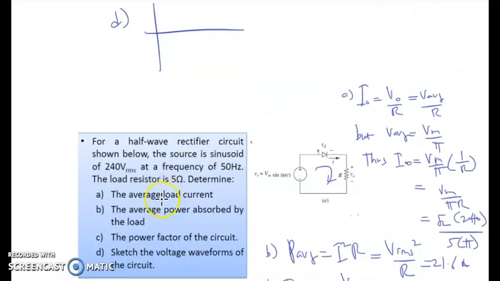Then you have to sketch the voltage waveform of the circuit. So you draw in time domain. So draw for the input voltage. In terms of presentation, it is advisable for you to draw at least 2 cycles. Less than 5, but around 2 cycles is sufficient.